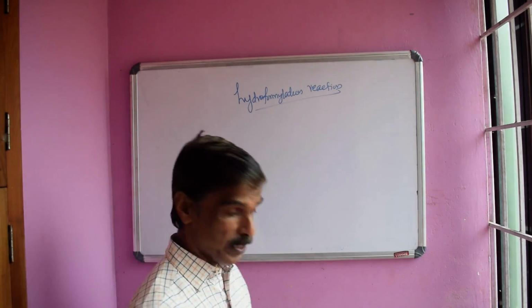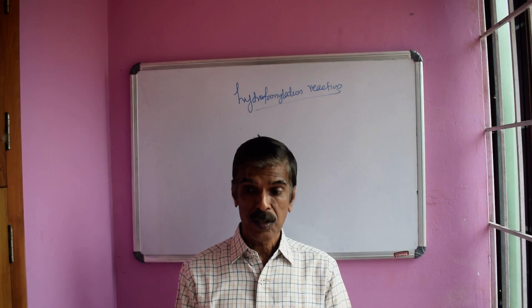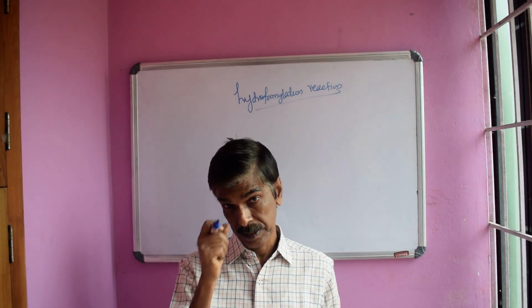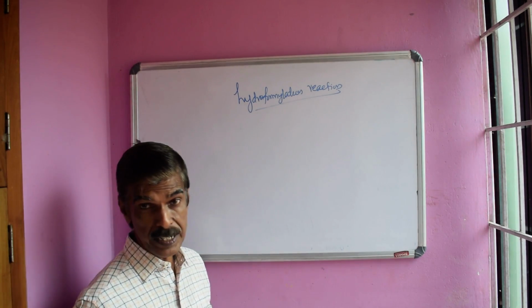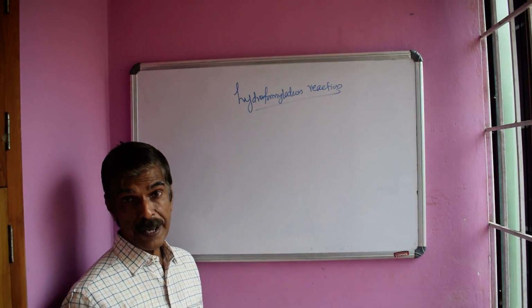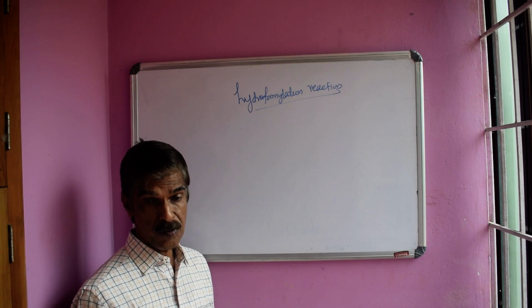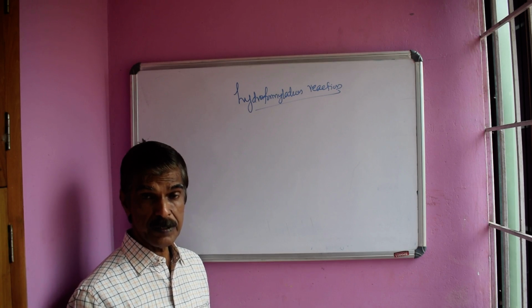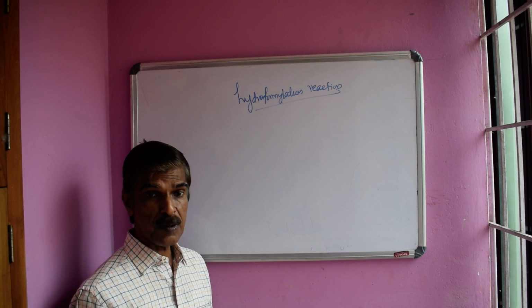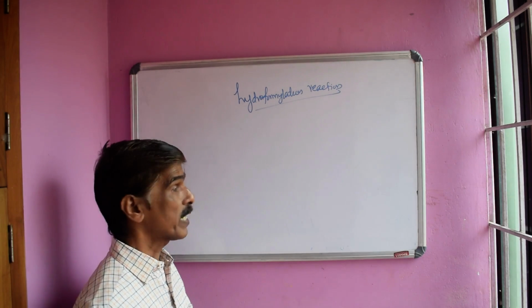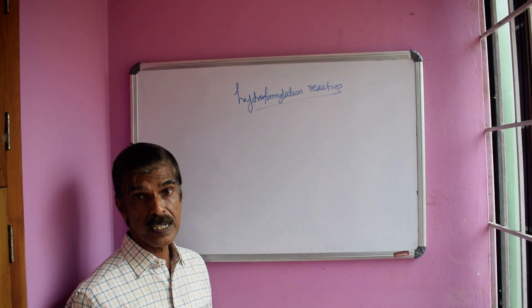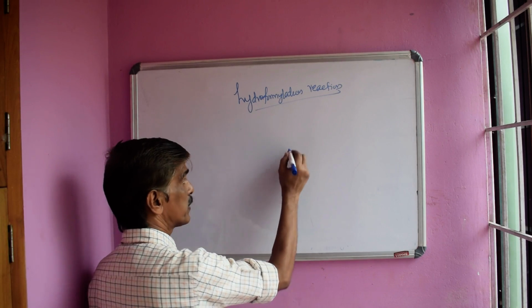In the last class we have been talking about the hydroformylation reaction. That is the conversion of an olefin, preferably a terminal olefin, into an aldehyde with one more carbon atom. And the reaction is between the olefin and carbon monoxide plus hydrogen in the presence of a catalyst. And we have seen the mechanism of the reaction involving the catalyst HCoCO4.